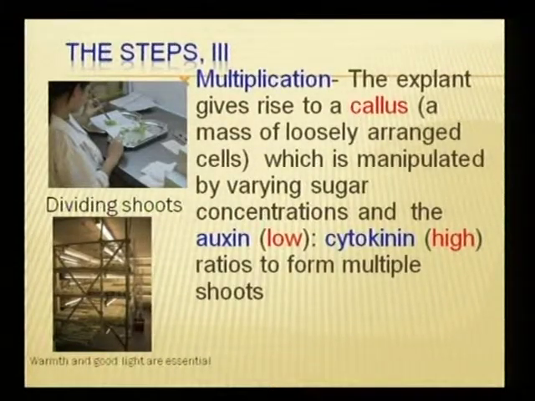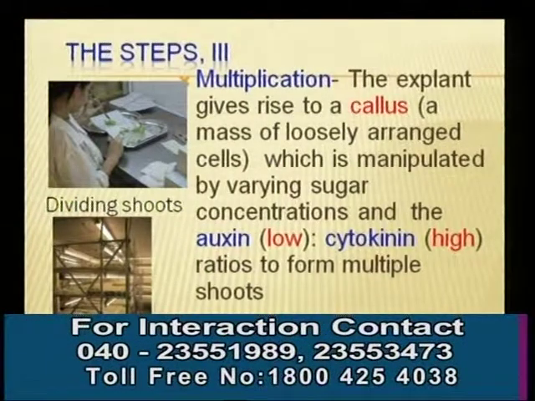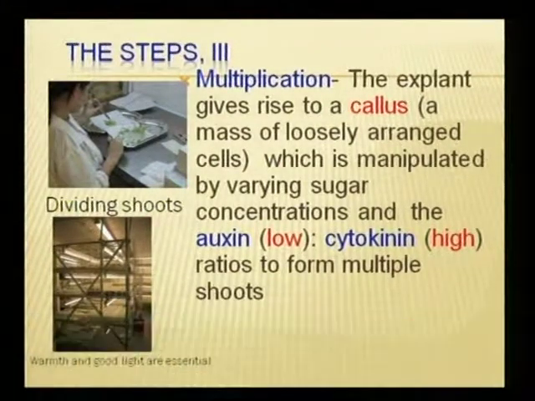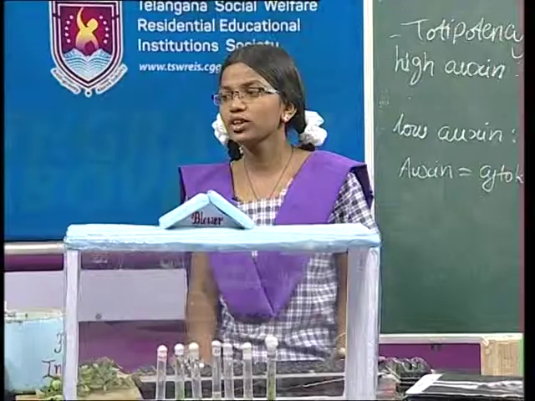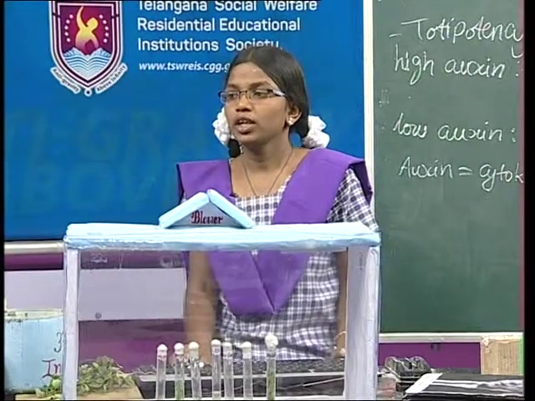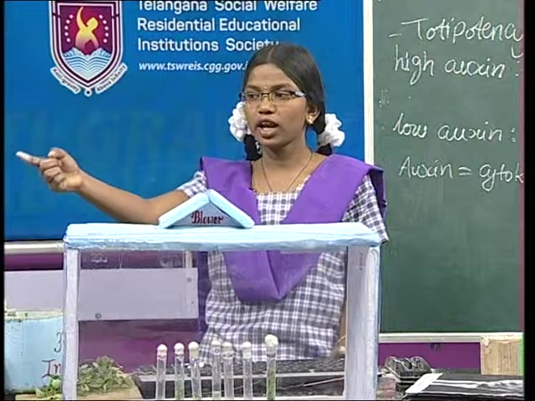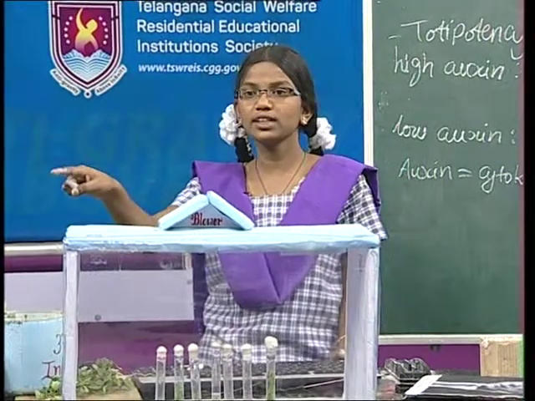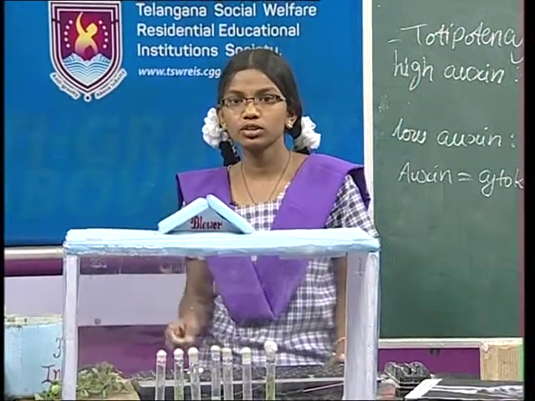Multiplication. The cells of the explant can grow and form a mass of loosely arranged cells, which is manipulated by varying sugar contents. We add some growth regulators like auxins and cytokinins, which results in the formation of shoots. Here the auxin is low and the cytokinin is high, so it results in the formation of shoots.